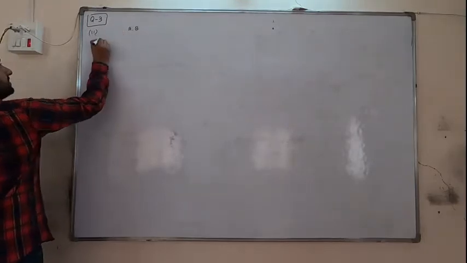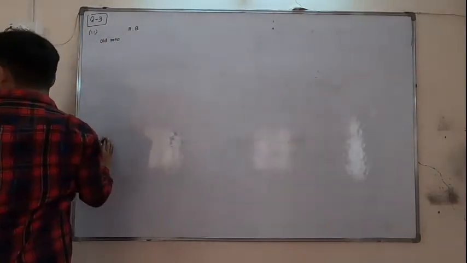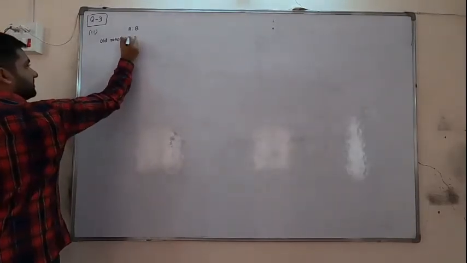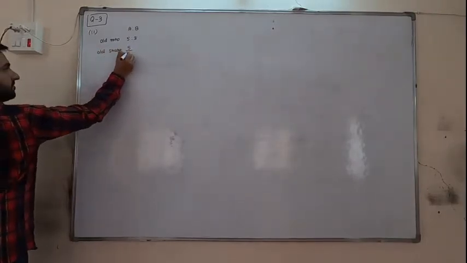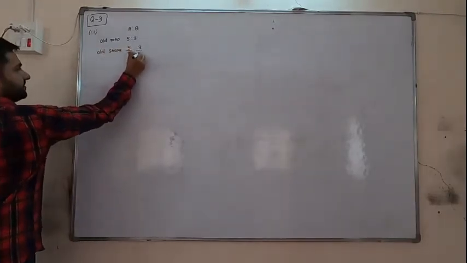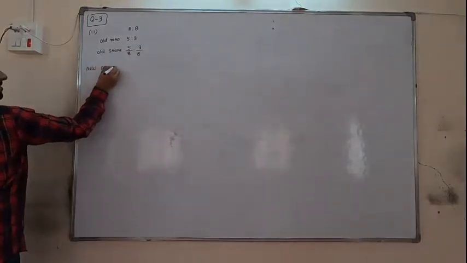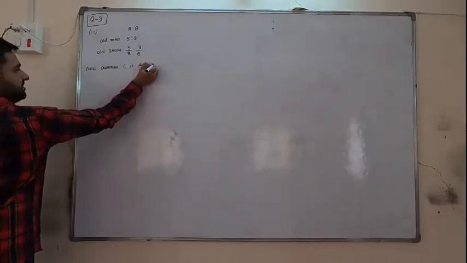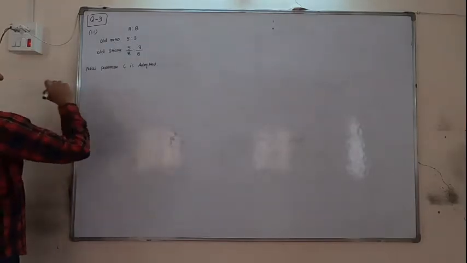A is to B, old ratio, 5 is to 3. Old share 5 by 8, 3 by 8. New partner C is admitted.